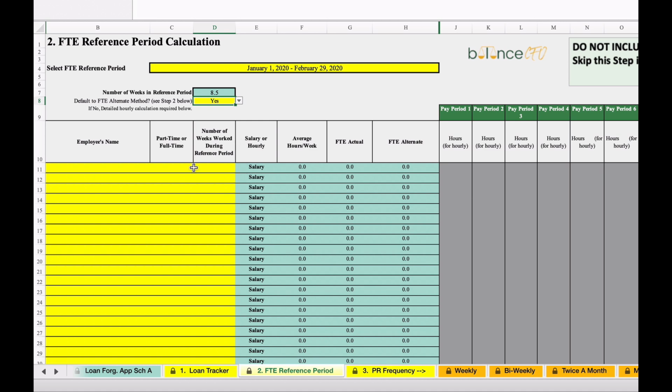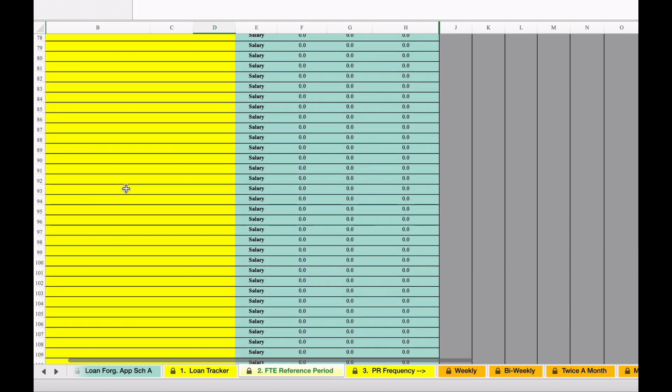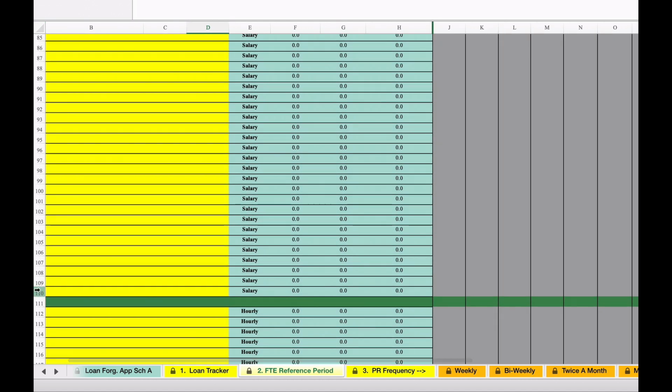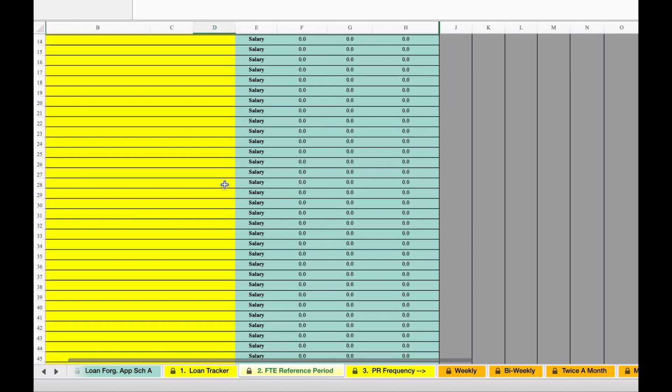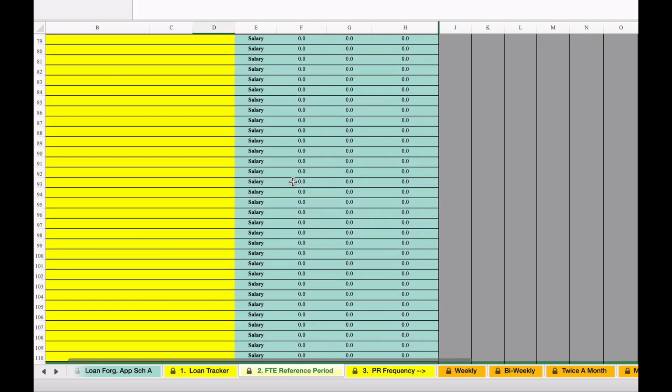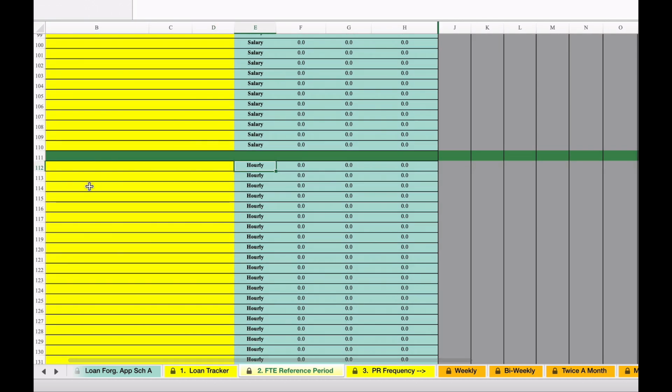Only salaried employees go between rows 11 and 110. Okay, those are only salaried. So if you don't have any salary, then you're going to skip all the way down here to hourly and start entering your hourly down below. So this is the case on a lot of these tabs. That's something to pay attention to because you want to make sure they're in the right place.